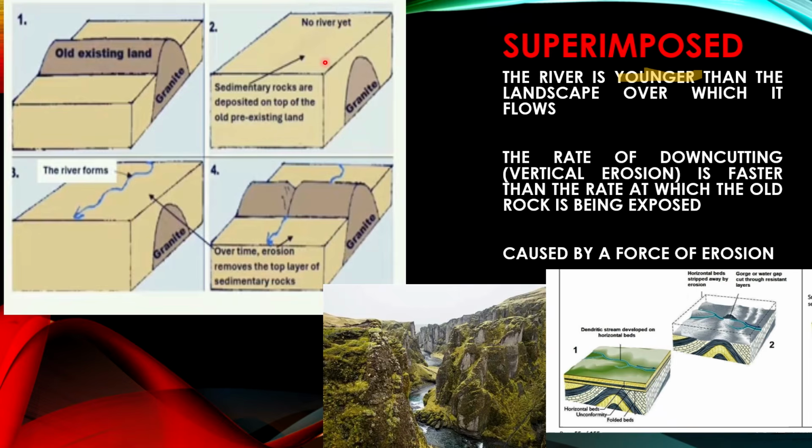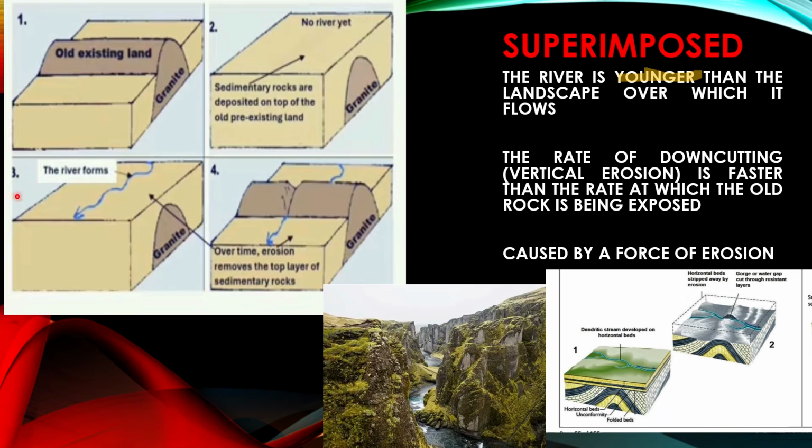Even in number 2, here's the land, it's still there, but look at what it says: no river yet. But over the old existing rock, sedimentary rock layers are deposited on top. It says here sedimentary rocks are deposited on top of the old pre-existing land. So this landform is covered up by sedimentary rock layers, and the river is still not there. The landform is still here, it's just covered up by sedimentary rock layers.